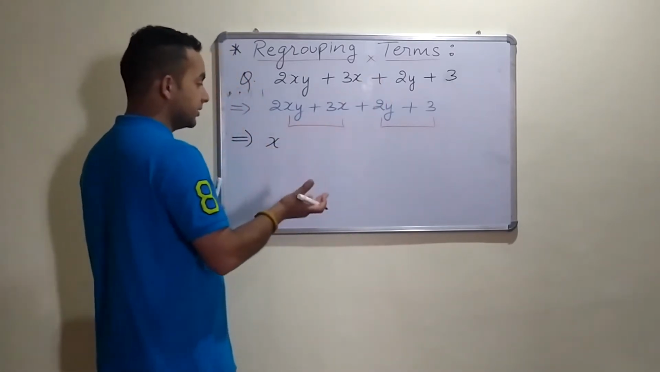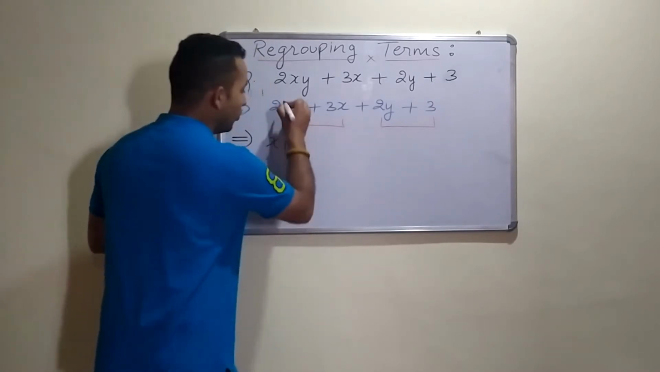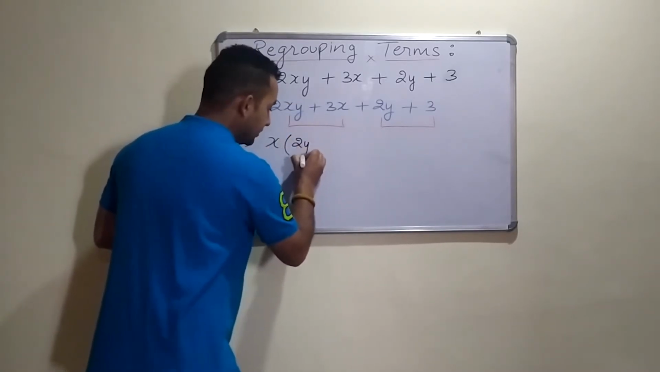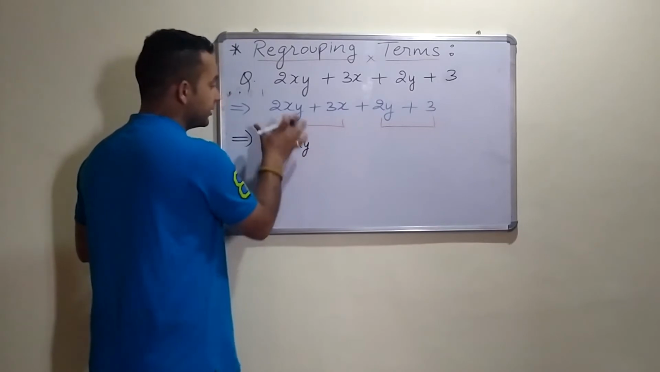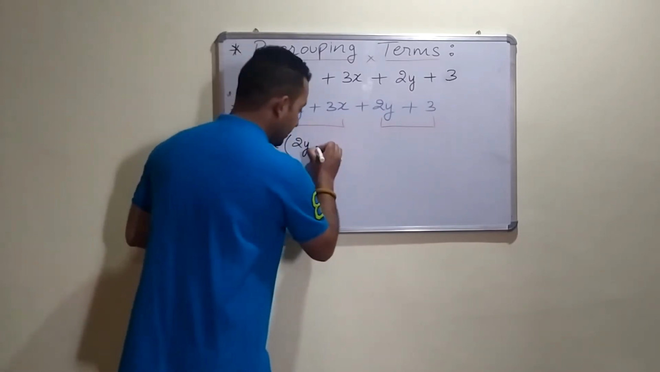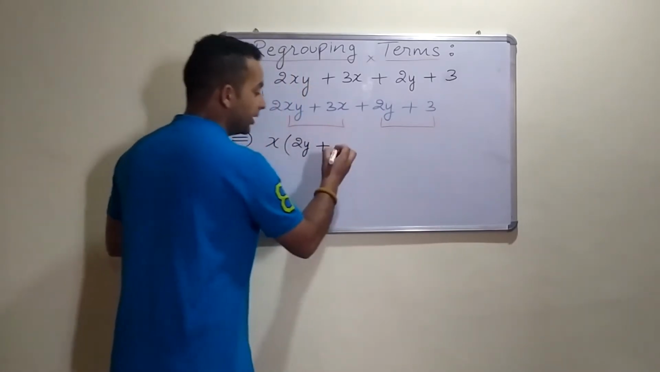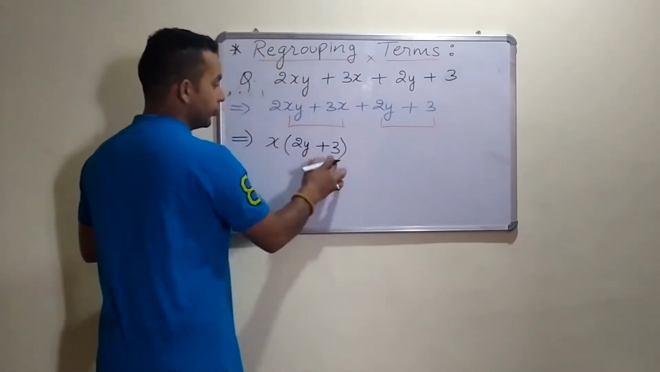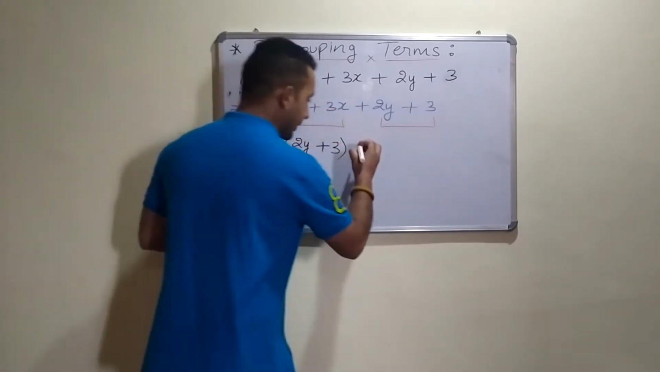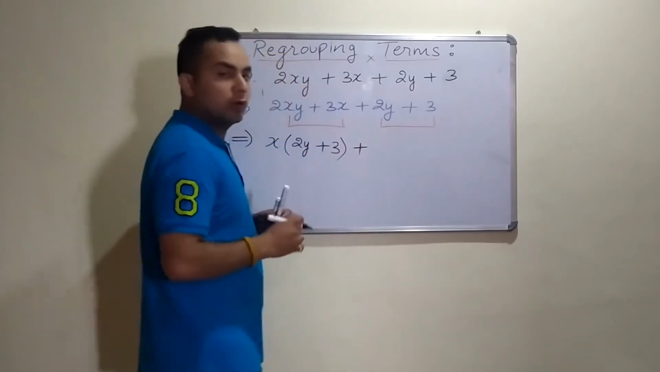We are taking it outside. So we are left with the 2y inside. 2y multiplied with the x, the product is 2xy. And then when x multiplies with the number 3, your product is 3x. Okay class. Plus 2y plus 3.